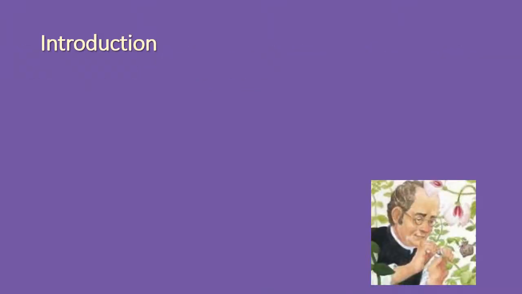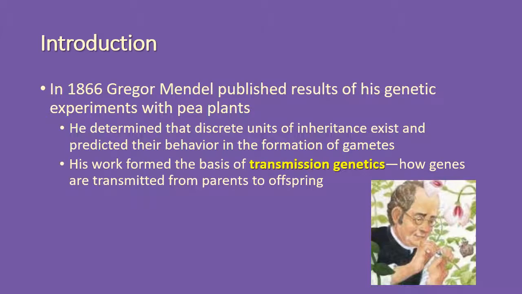Okay, so just an introduction. We have Gregor Mendel, and we've already talked about him and about his genetic studies with pea plants. Through his research, he was able to determine that there were these little discrete units of inheritance that were passed on from parents to offspring. And his work formed the basis of what we now call transmission genetics, which is how we study how genes are transmitted from parents to offspring.